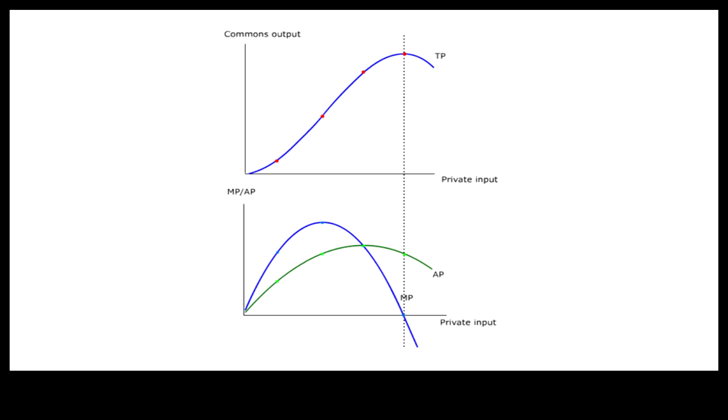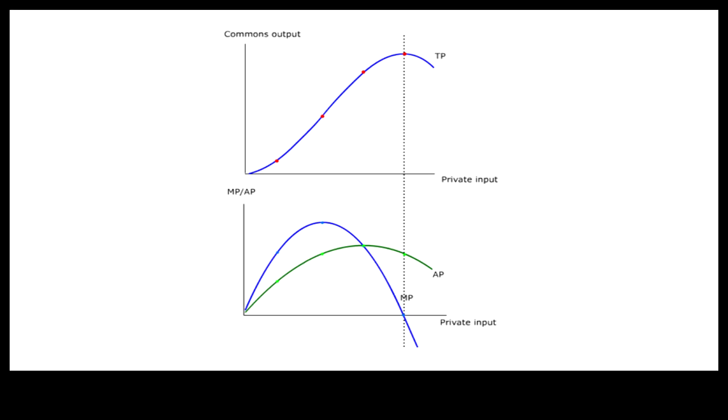The important thing to notice is that the average product is still positive when marginal product is zero or negative. In other words, average product is still positive when total product is already falling.